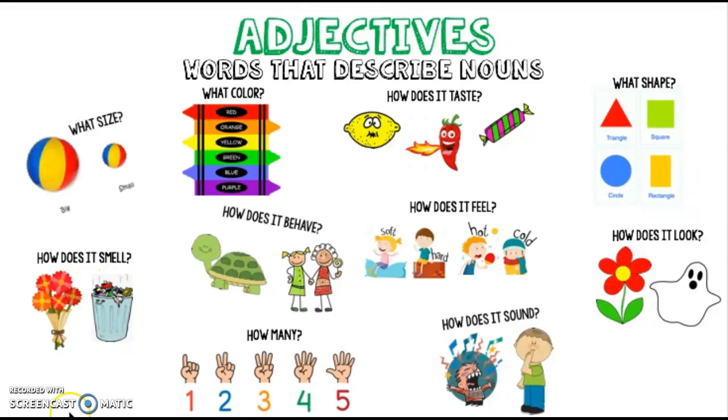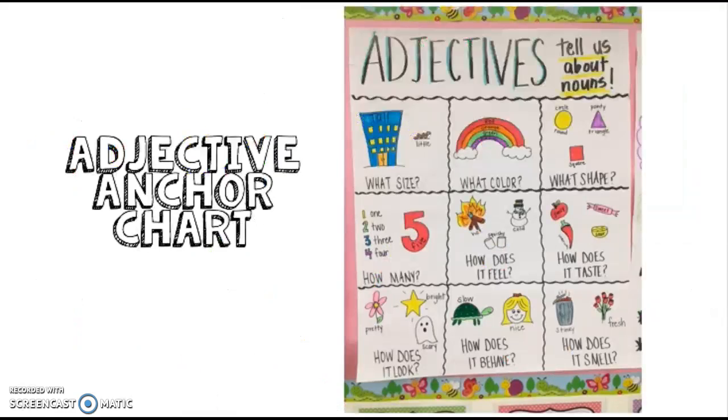How does it smell? Fresh, or let's say stinky, and then how many and how does it sound? Loud or quiet? So just a great way for you to introduce adjectives by showing them a real life picture up on the smartboard, or something you clip from a magazine, or whatever. And then I have them do it again with a different picture.